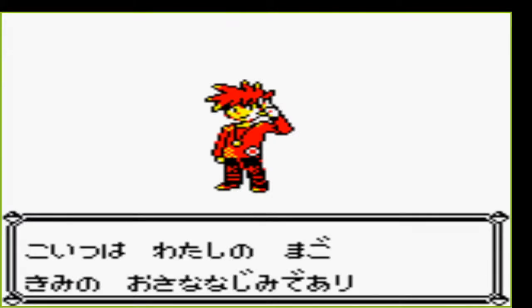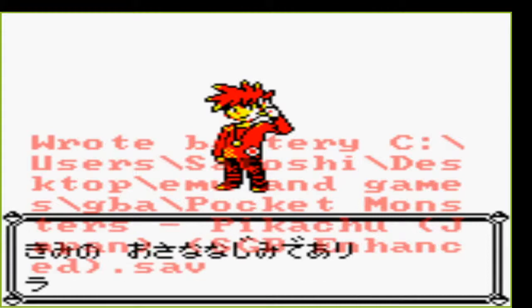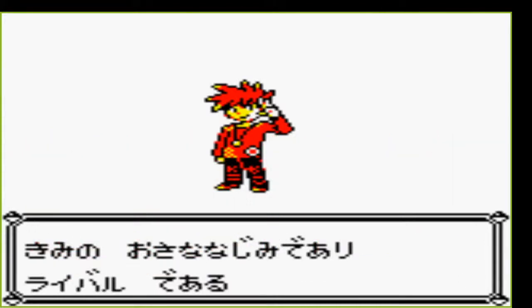Okay, how about this one? How to read this one? And adding here, ito, ito, raibaru, dearu.